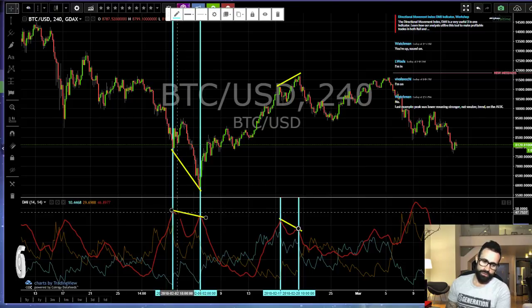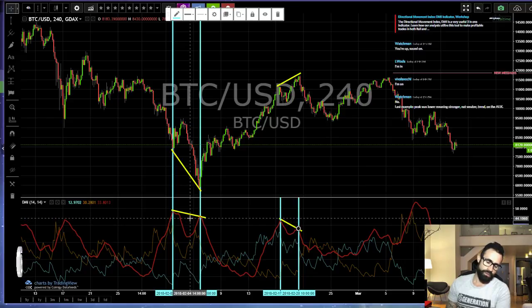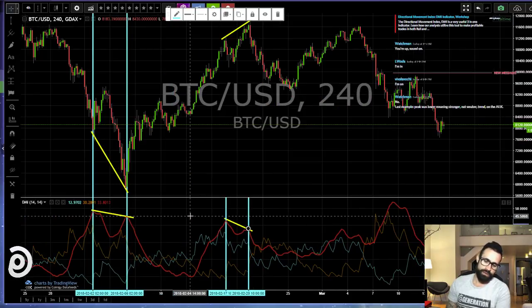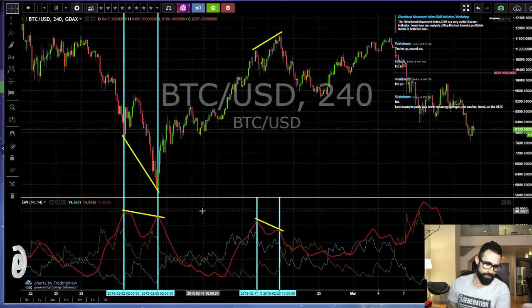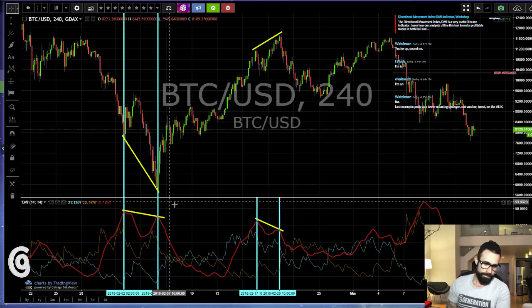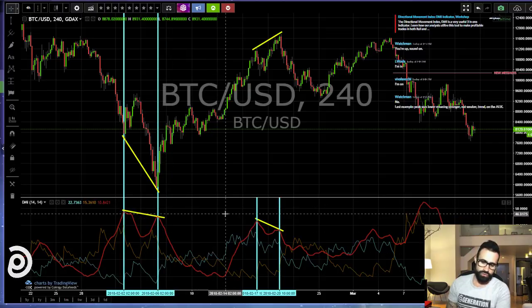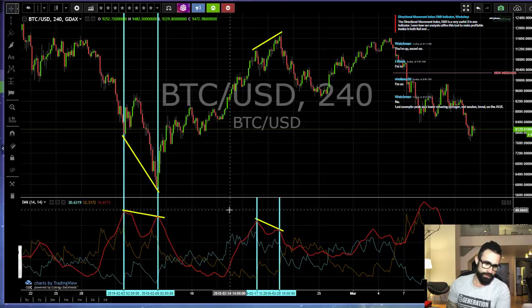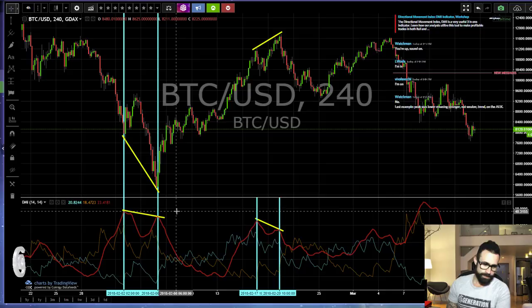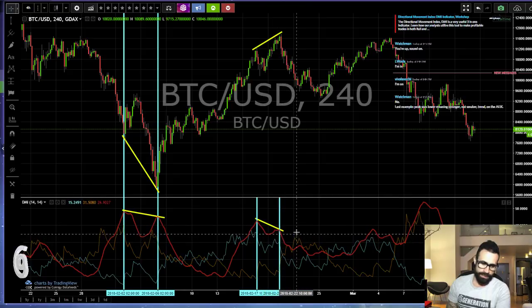So the peak was lower, meaning stronger, not weaker, but it's a peak. What happens at a peak? At a peak, we get a reversal. There are peaks and there are troughs, and that's where your reversals are going to happen. This was another peak, and the ADX came back down.